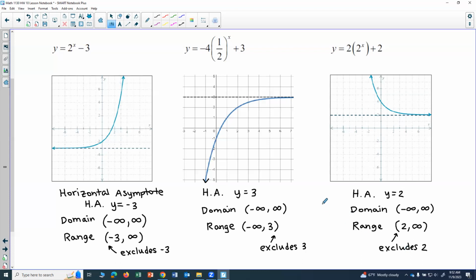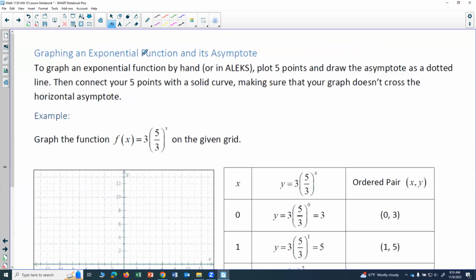Okay, let's look at how do we graph exponential functions if we're just given the function. So to graph an exponential function by hand or in ALEX, plot 5 points and then draw the asymptote as a dotted line, and then connect your 5 points with a solid curve, making sure that your graph doesn't cross the horizontal asymptote. So the horizontal asymptote will be a horizontal dotted line, and we want the graph to get really close to that, but never actually touch it.